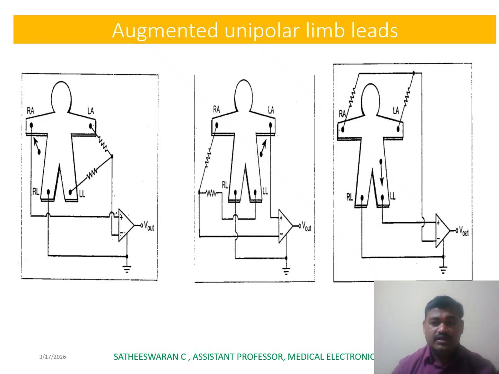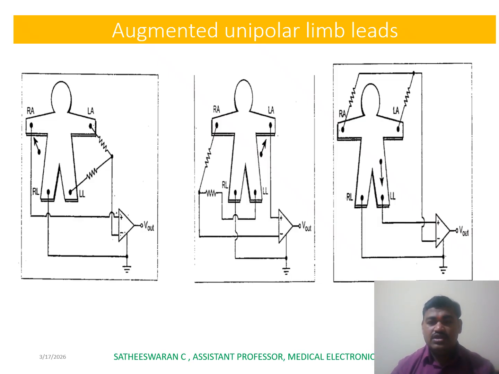Then the next one, augmented voltage left arm. The left arm is connected to the non-inverting terminal of the operational amplifier. The remaining 2, the right arm and left leg, are taken out by means of a resistor and a common point which is connected to the inverting terminal of the operational amplifier, provided RL is used as a reference. This is AVL, augmented voltage left arm.